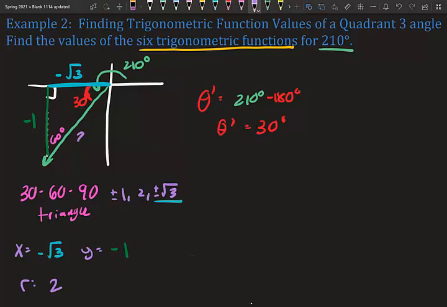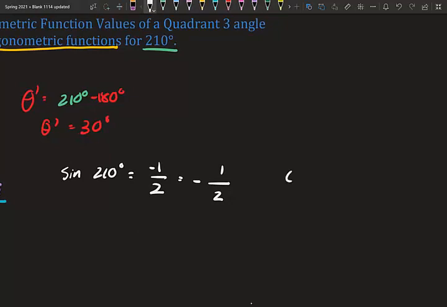Now we have all of our legs and our hypotenuse. So now we can find sine, cosine, cosecant, secant, cotangent. Let's find sine 210 degrees, because the 6 trig functions for 210 are what we're trying to find. We do all of that by using our reference angle, because it gives us a 30, 60, 90 triangle. Sine is opposite over hypotenuse, so negative 1 over 2, which is just negative 1/2. Then the reciprocal of that is cosecant. So cosecant 210 degrees, we just flip it. Negative 1/2, when we flip it, is just negative 2.